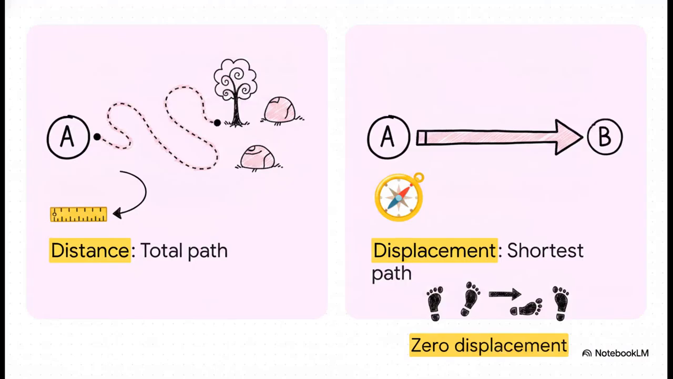Here's a really fascinating contrast for you. Distance is the total path traveled, while displacement is the shortest distance between your initial and final position, including a specific direction. So think about it like this. If you walk 5 meters east, and then you turn around and walk 5 meters west, right back to exactly where you started, your distance traveled is 10 meters. But your displacement? It is absolutely 0.